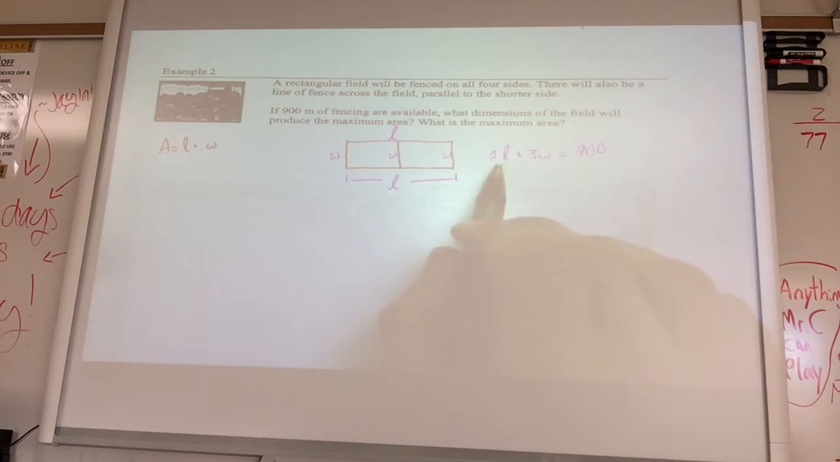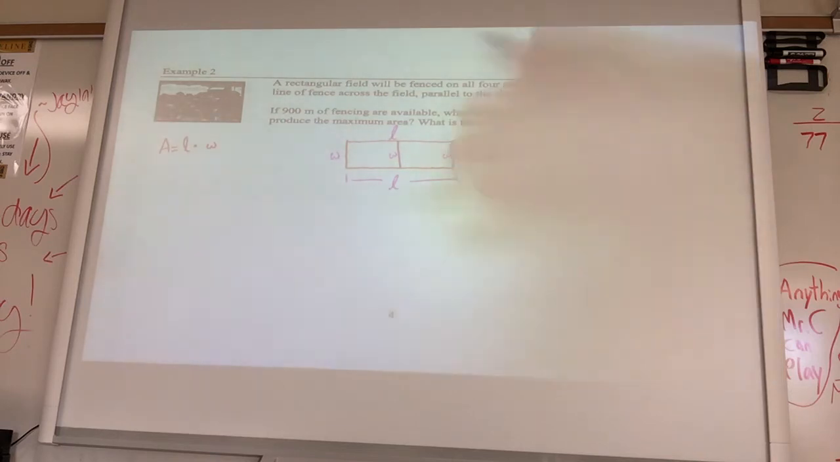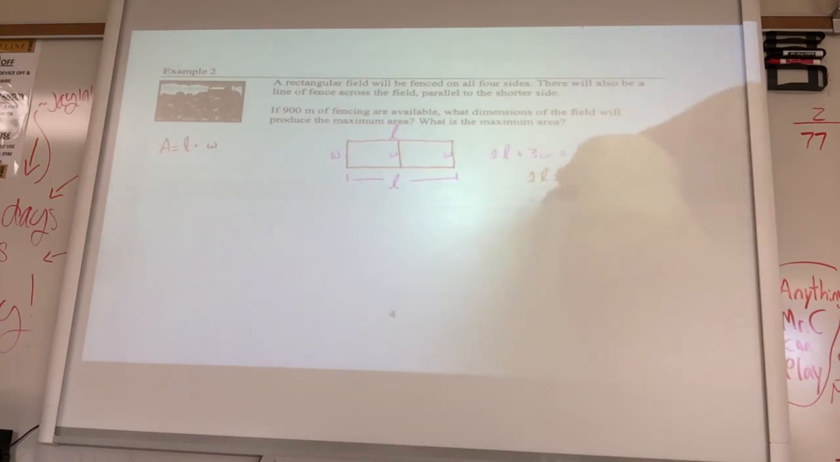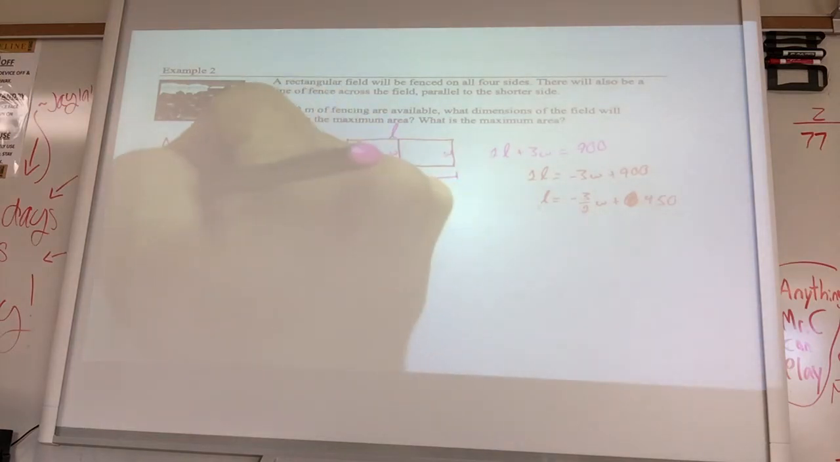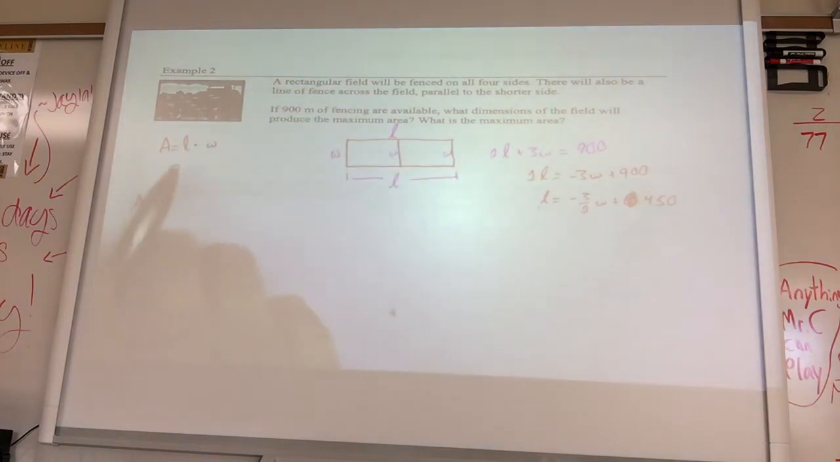I'm going to solve for the 2 lengths. So 2 lengths equals -3 widths plus 900, divided by 2. Length equals -3 over 2 width plus 450, since 900 divided by 2 is 450. Now that I've solved for length, I'm going to substitute it into the area equation. Instead of writing length, I'm going to write what length is: -3/2 width plus 450.